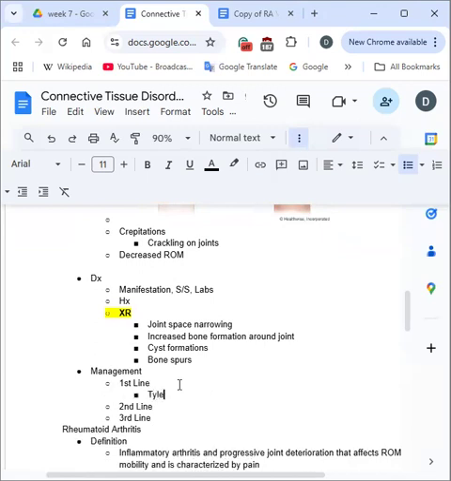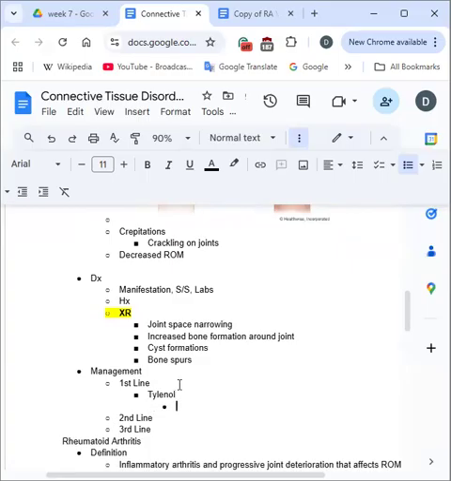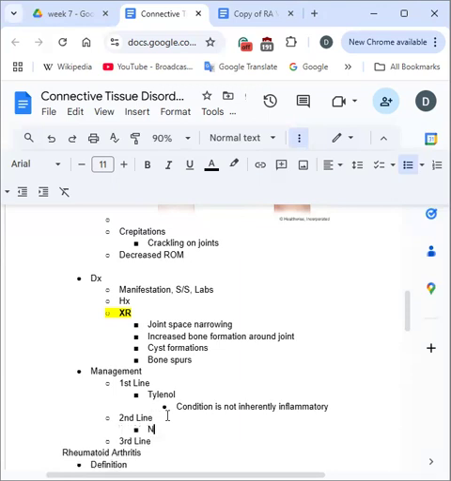So that's an important thing to know here: Tylenol is actually first line. The reasoning why is because this condition is not inherently inflammatory. Unlike RA, which is a systemic inflammation disease, this is purely wear and tear. So the NSAIDs are not as recommended, which is why they're lower down the line. So NSAIDs are considered second line. And then your third line includes steroids and opioids.